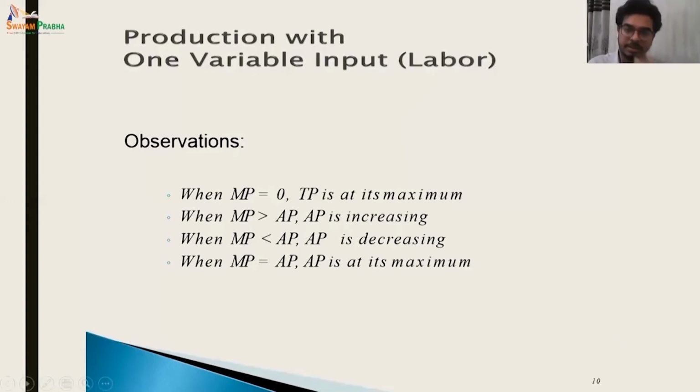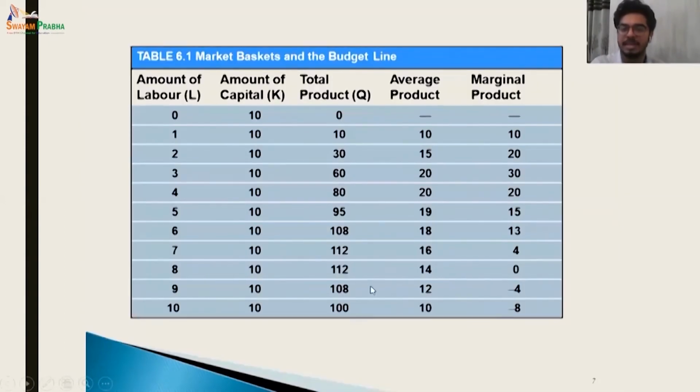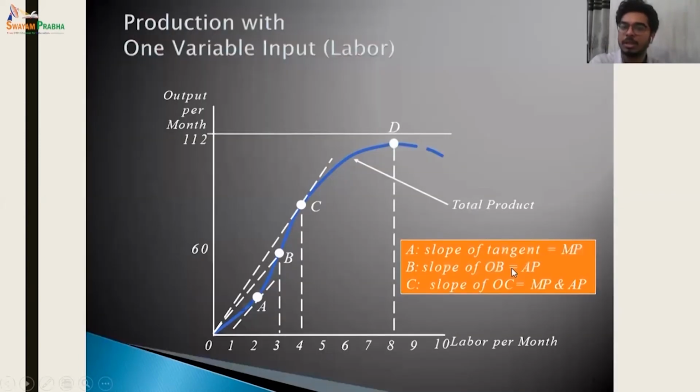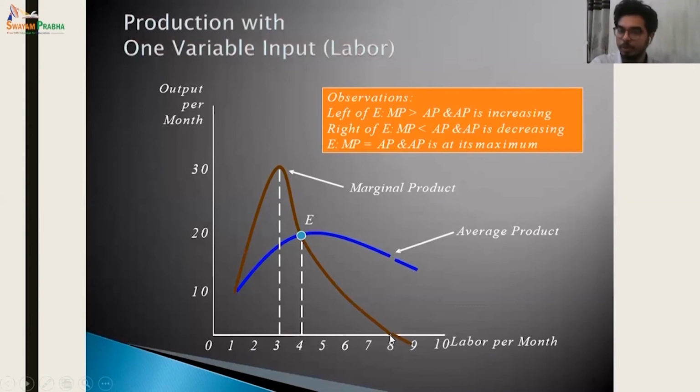So, certain observations on production with one variable input, over here labor: we have observed that marginal product equals 0 when total product is at its maximum. Numerically, total product is at its maximum at point 8, with 8 labor and 112 output, and the marginal product is 0. So marginal product is 0 when total product is maximum.